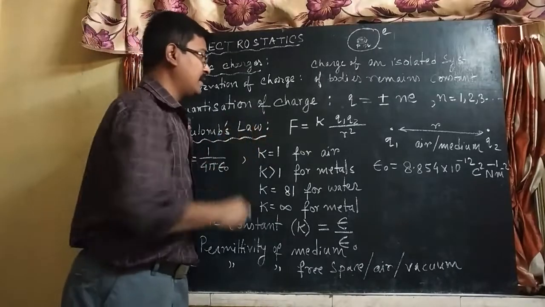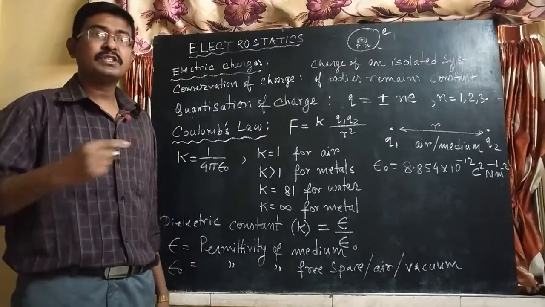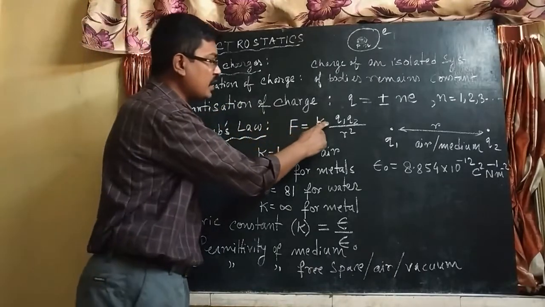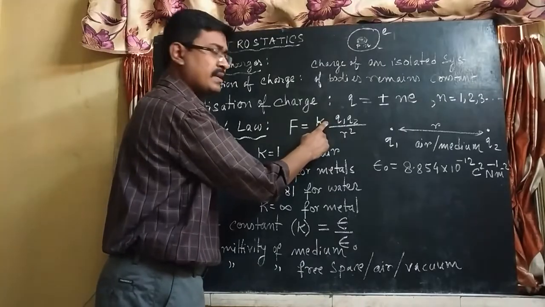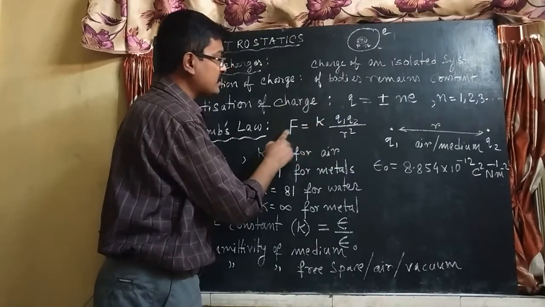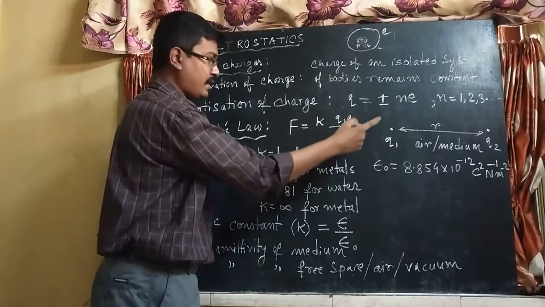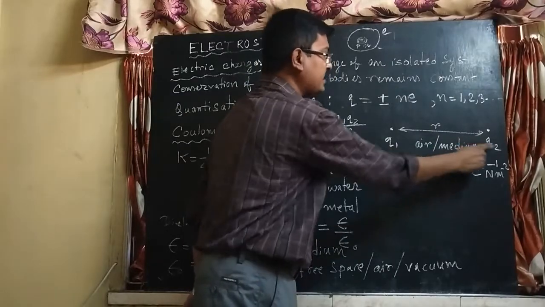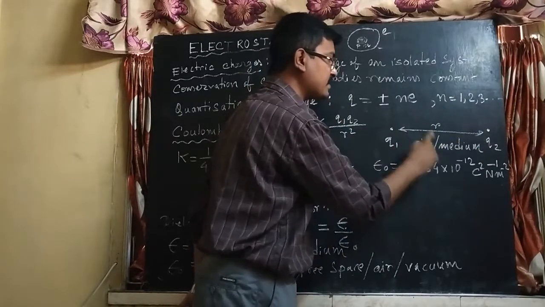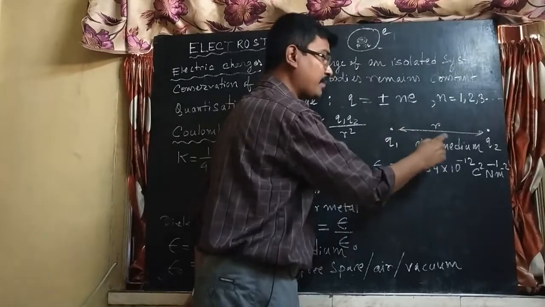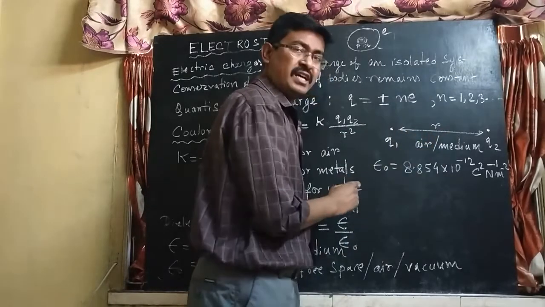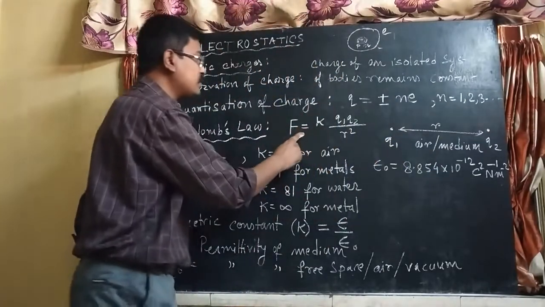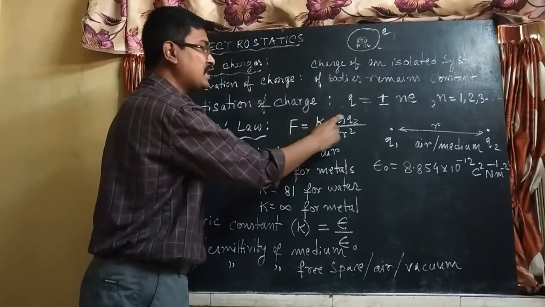It states that the force of attraction or repulsion between the charges is proportional to the product of the charges and inversely proportional to the square of the distance between them. I'm repeating, suppose there are two charges Q1 and Q2. They are separated by a distance r, and these two charges are placed in air or in any other medium. Then the force between these two charges is equal to K times Q1 Q2 by r square.